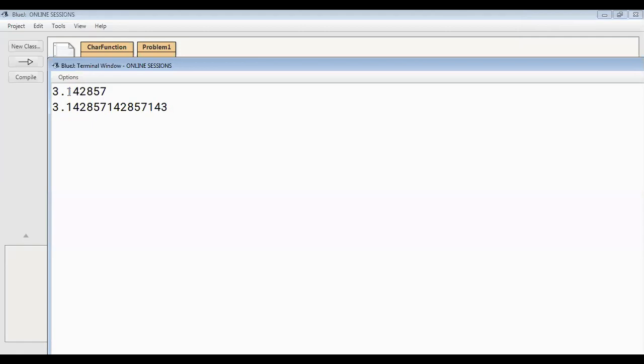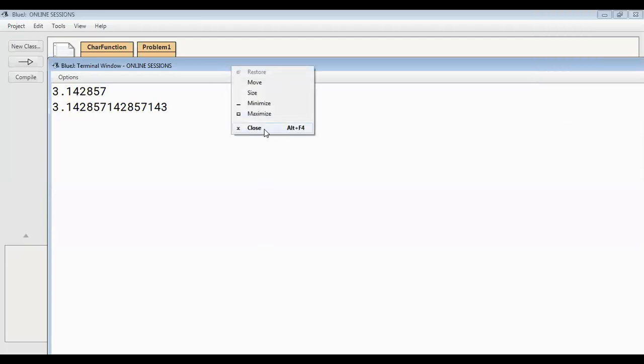3.14152857. So you'll find it is accurate to 1, 2, 3, 4, 5, 6. And here you will find it is accurate to 1, 2, 3, up to 15. So here they have more accuracy as compared to the others.